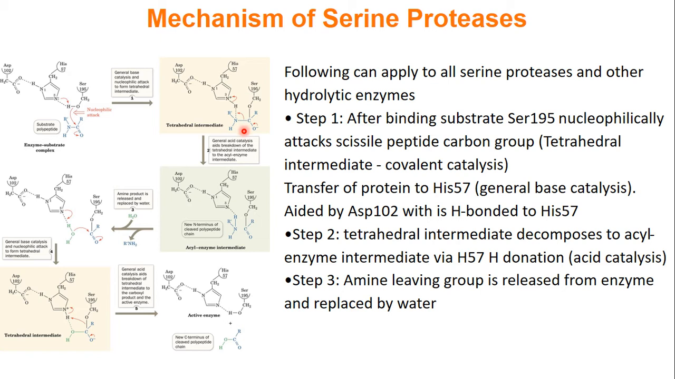Step 2 is that we're going to take this tetrahedral intermediate and break it down into 2 parts, our acyl enzyme intermediate. This happens by the hydrogen that histidine got from serine. It's going to give it to our nitrogen here and break this nitrogen-carbon bond. So now we have our acyl enzyme intermediate. This nitrogen group is no longer attached to the enzyme in any way, so it's free to leave. So the amine leaves, and that's replaced with water. So that's step 3.